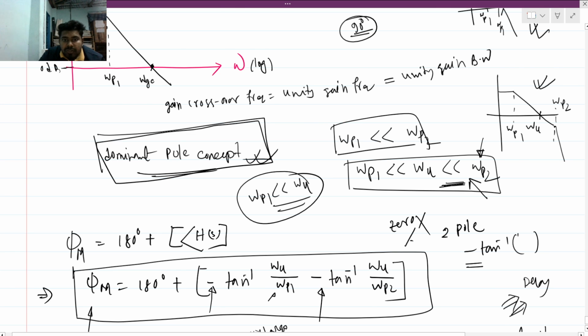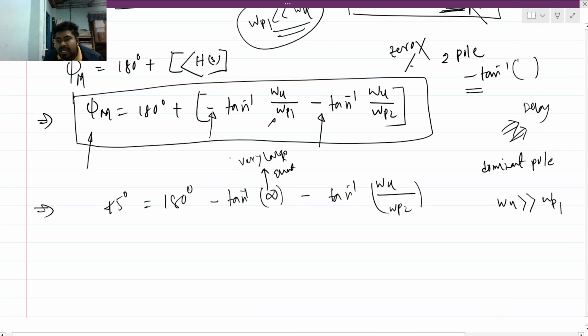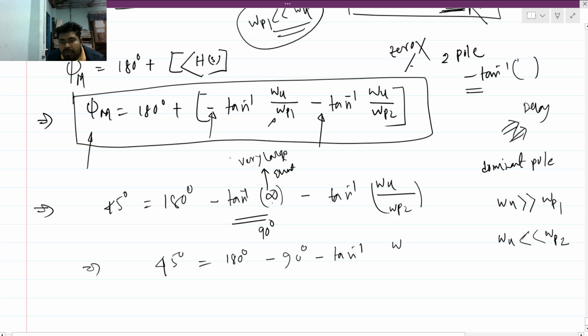Now let's do it. You can already say that if omega u is very much less than omega p2, this term will be 0, so we are not considering that. Basically this is our dominant pole concept, where the first pole is very much lower than the unity gain bandwidth. If this is infinite, it gives almost 90 degrees. So 45 degrees equals 180 degrees minus 90 degrees minus tan inverse of omega u by omega p2.